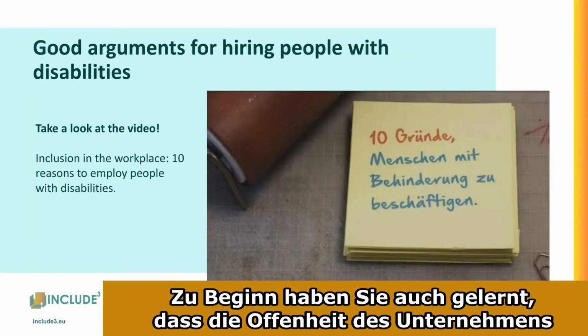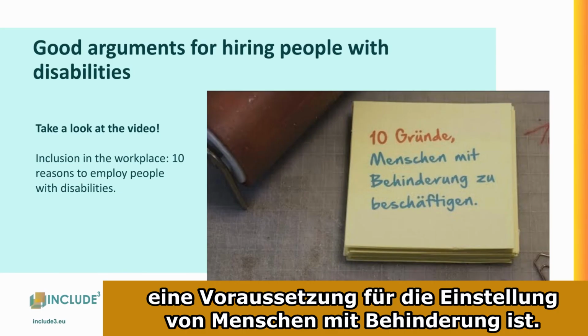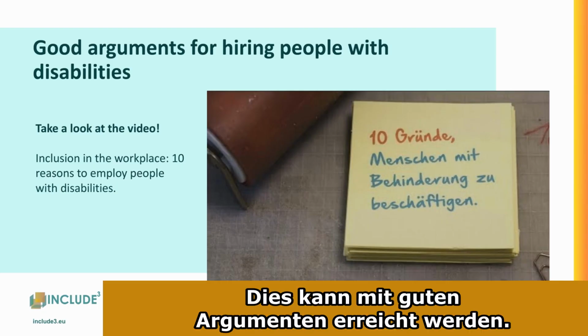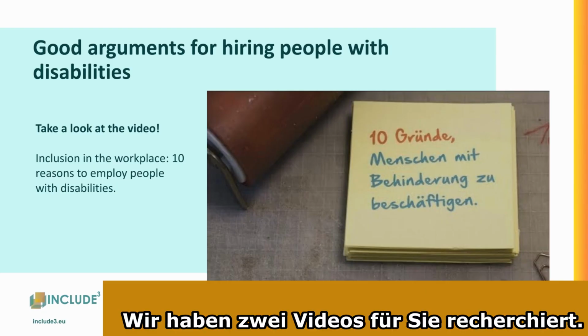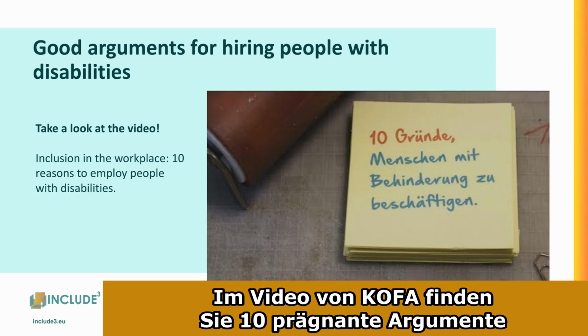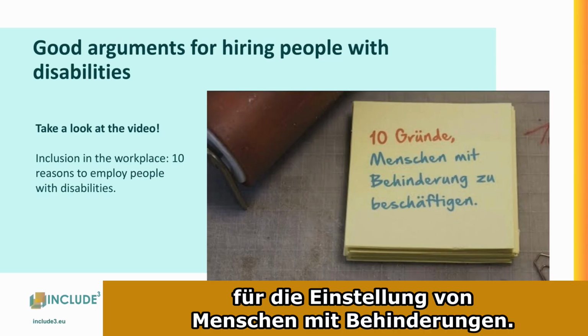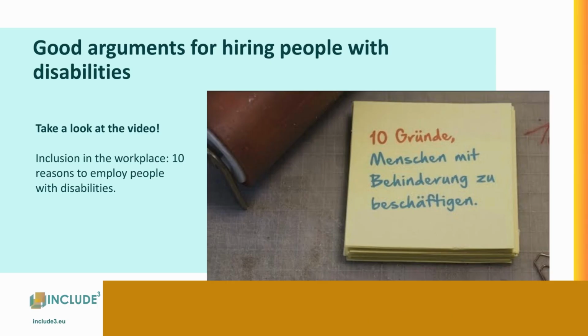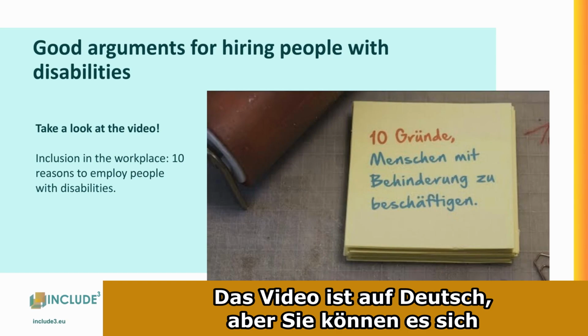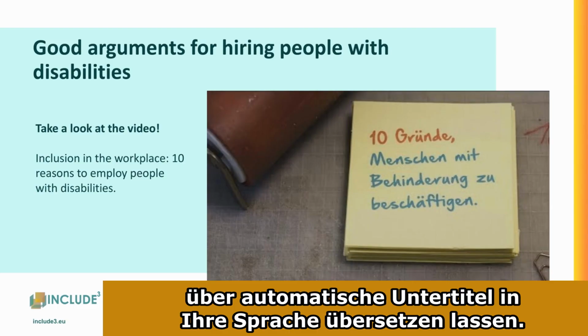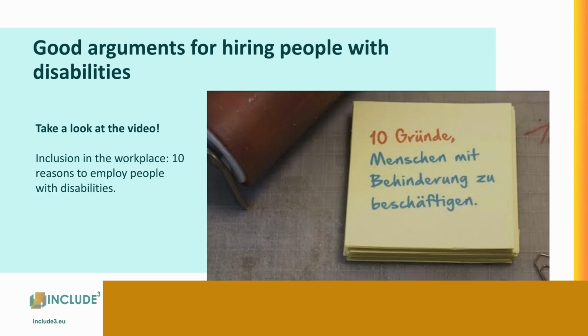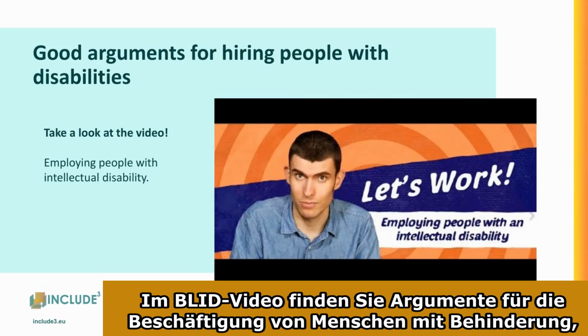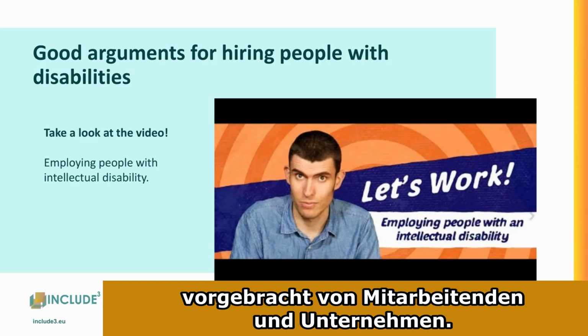At the beginning, you also learned that the openness of the company is a prerequisite for hiring people with disabilities. This can be achieved with good arguments. We have researched 2 videos for you. In Kofa's video, you will find 10 crisp arguments in favor of hiring people with disabilities. The video is in German, but you can have the video translated into your language via automatic subtitles. In the BLID video, you will find arguments for the employment of people with disabilities put forward by employees and companies.